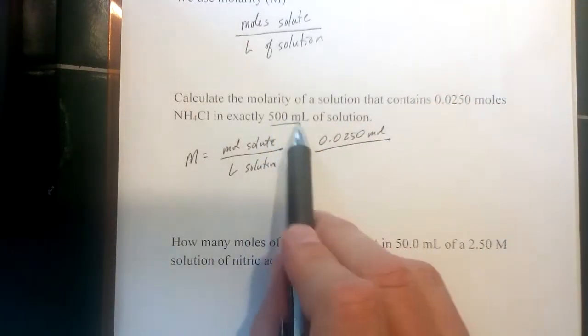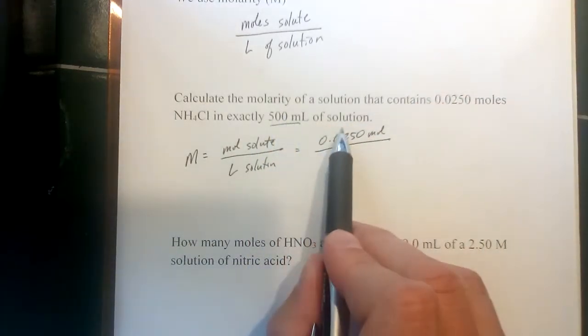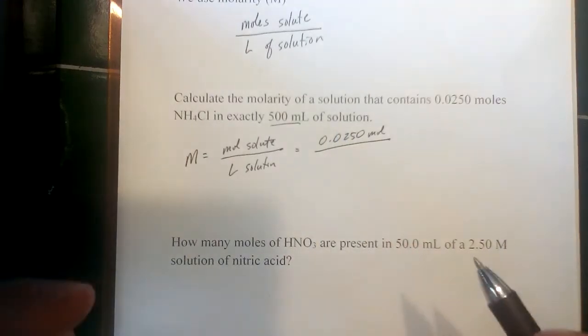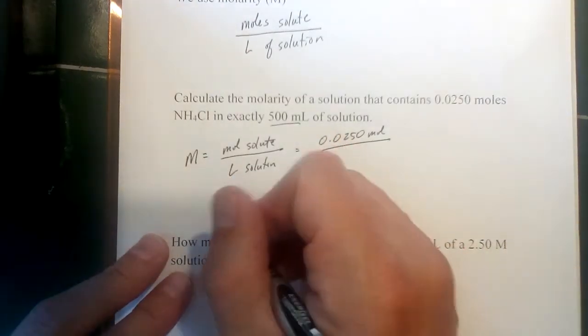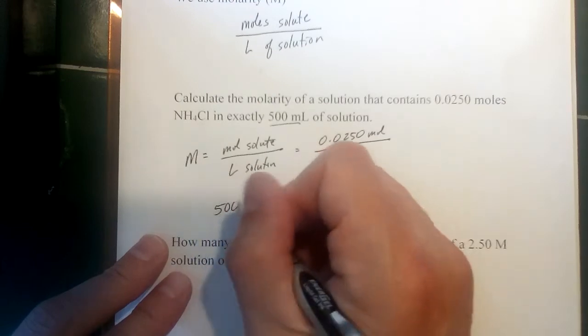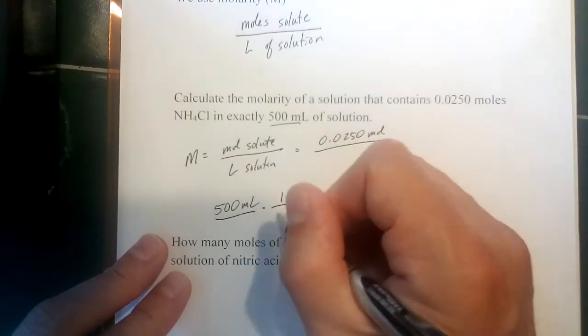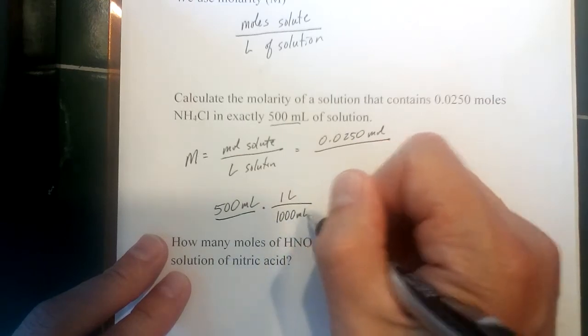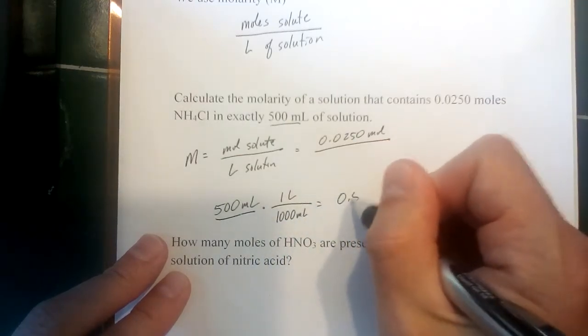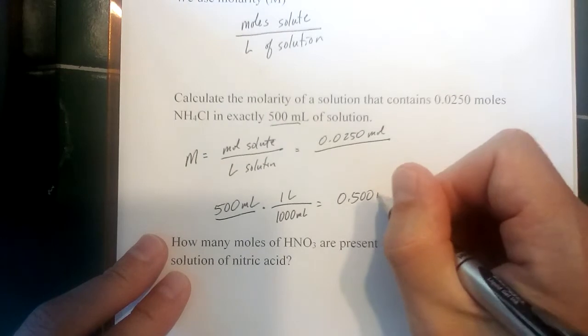Now, if we make exactly 500 milliliters of solution, we want that to be in liters if we're going to plug it into molarity here. So let me do that conversion. 500 milliliters, 1 liter is equivalent to 1,000 milliliters. That would be 0.500 liters.